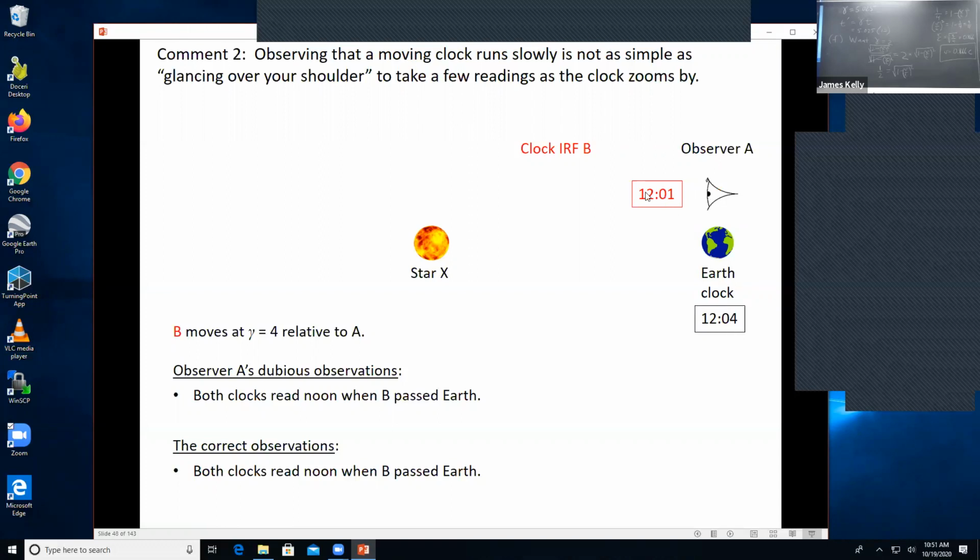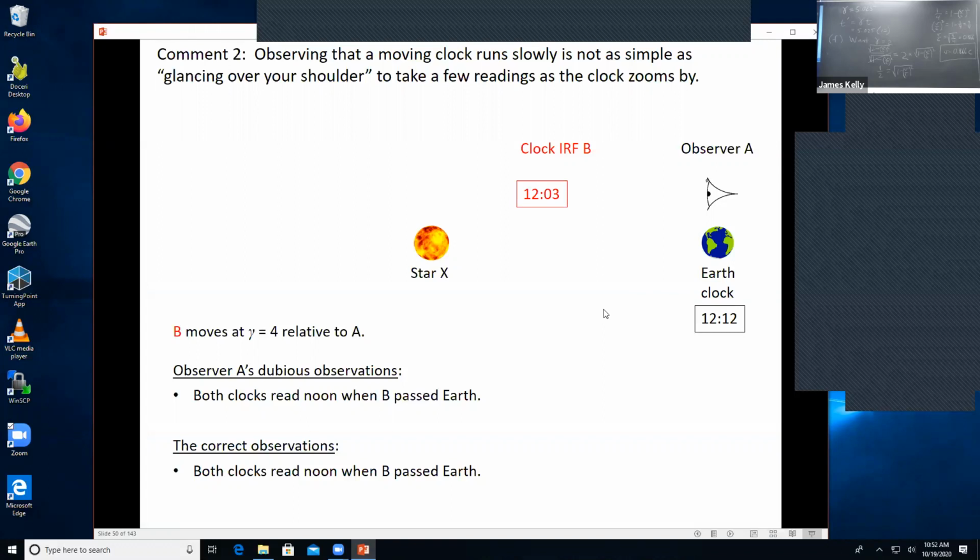As this clock is moving away, and we're not worried about the light reaching the eye yet, we're just looking at the clock here. It's ticked off only 1 minute, whereas the Earth clock has ticked off 4 minutes. Why is that? Now it's ticked off 2 minutes, and the Earth clock has ticked off 8 minutes. That's the time dilation, right? We said that moving clocks are observed to run slowly. So Earth's clock is ticking off a lot more minutes compared to this clock right here.